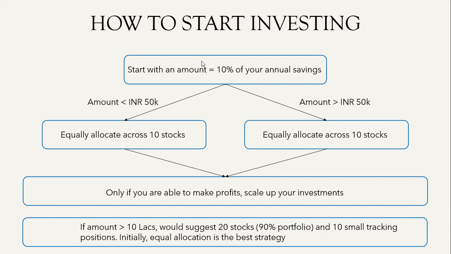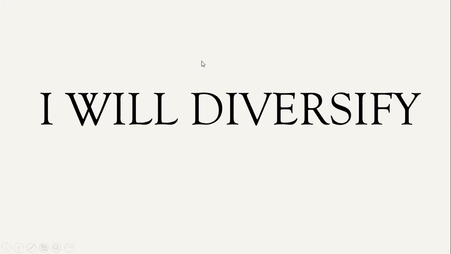Okay. Now, this is very important. Equal allocations, at least 10 stocks. And you have to diversify. Preferably 20 stocks. I will diversify. Can we write this down? Very important that we diversify.